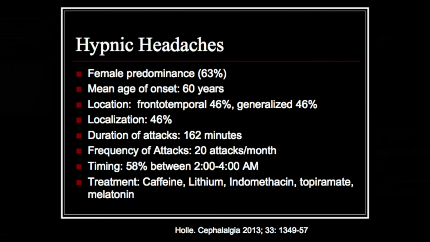Hypnic headaches primarily have a female predominance. The mean age is approximately 60 years of age. They have a characteristic location. They occur mostly in the frontotemporal region in about 46%, or they're generalized in 46%. Duration is about 162 minutes. Frequency of attack, the average in this study, was 20 attacks per month. And there seems to be a characteristic time. About 58% had these attacks occurring between 2 and 4 a.m. And you can see the treatments, some of which we talked about in the previous slide.